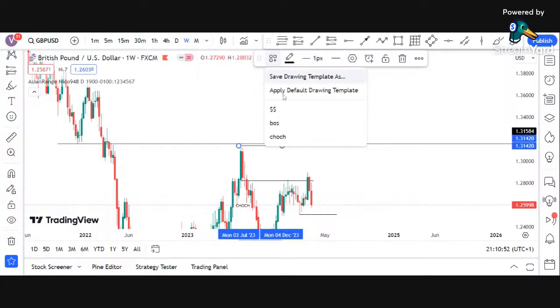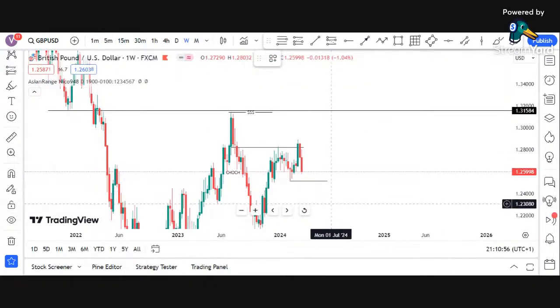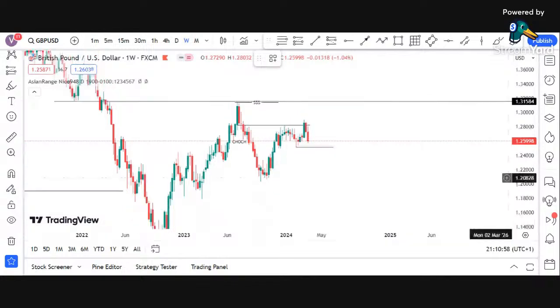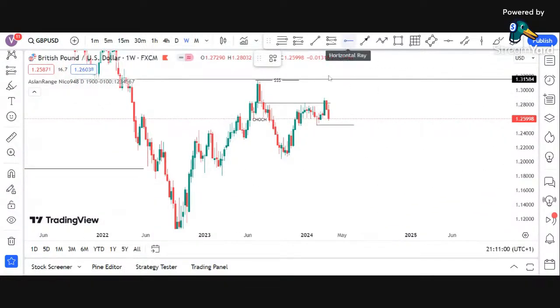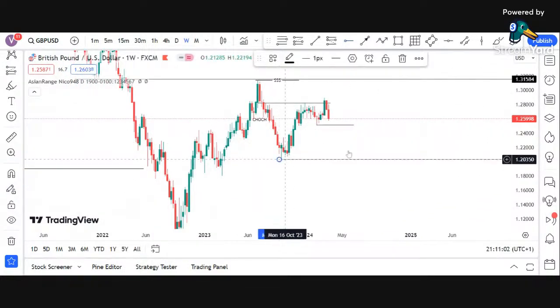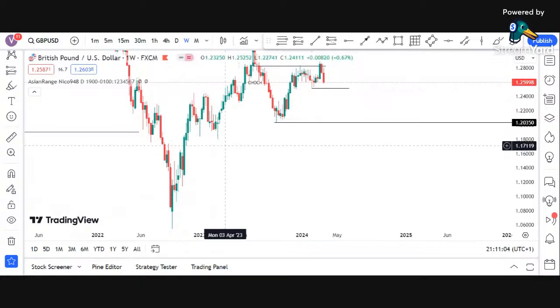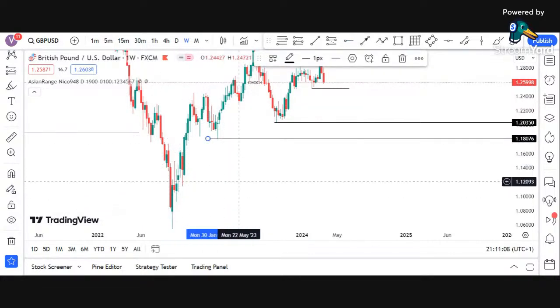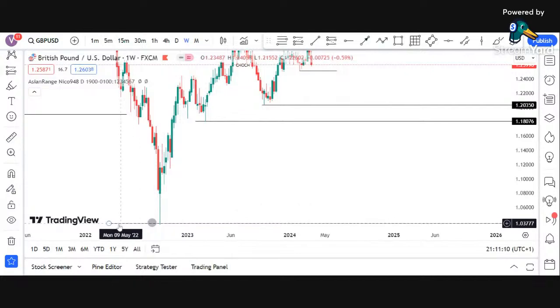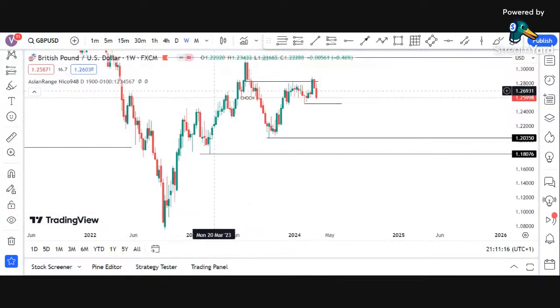But if that is not the case, if this low is taken out, then we cannot be looking for sales for GBP USD to take out the old low, this relatively equal low, then price will definitely come and take this out. All right. I hope this makes sense.